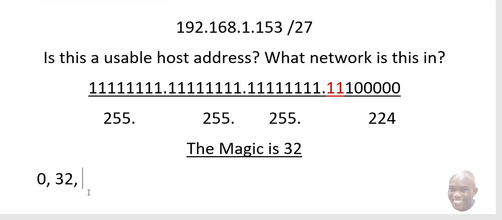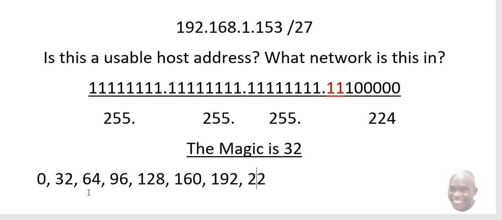Alright, and if we add 32 again, we will get 64, and another 32, we will get 96. Then 128, 160, 192, and 224. So we have gathered how many subnets here? 1, 2, 3, 4, 5, 6, 7, 8. 8 subnets.